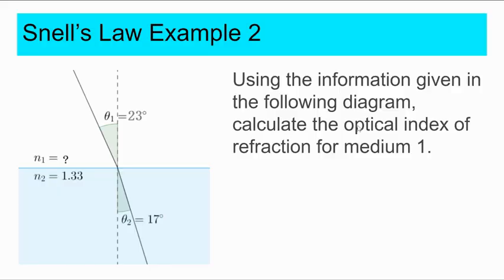All right, our second problem is going to be a slight spin-off of the first. Using the information given in the following diagram, calculate the index of refraction for the first medium. So we don't know our N1 value, but we do know the index of refraction for our second medium, and we know the angle of incidence as well as the angle of refraction.